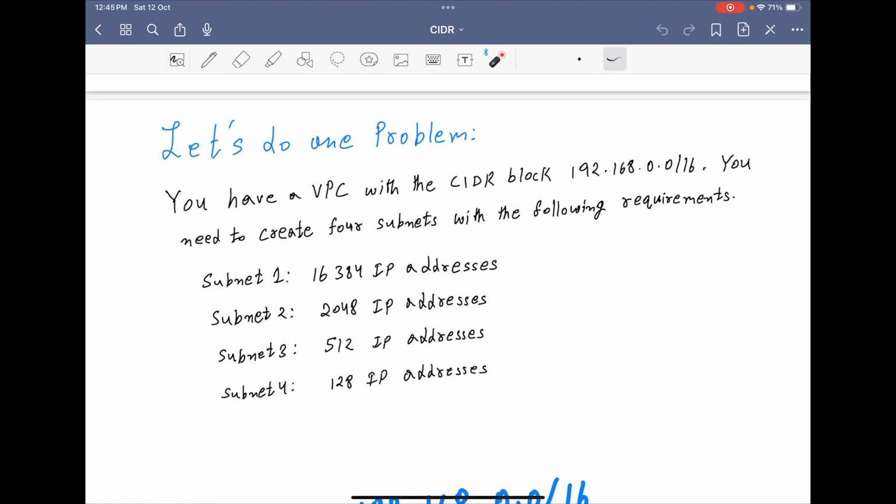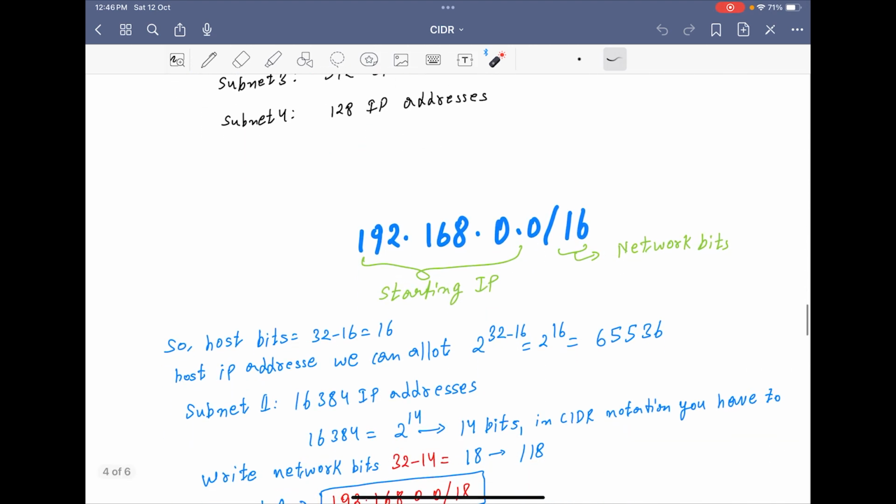So let's do one problem. Suppose you have a VPC with CIDR block of 192.168.0.0/16. You need to create 4 subnets with the following requirements. Subnet 1 should have 16,384 IP addresses. Subnet 2 should have 2048 IP addresses. Subnet 3 should have 512 IP addresses. Subnet 4 should have 128 IP addresses.